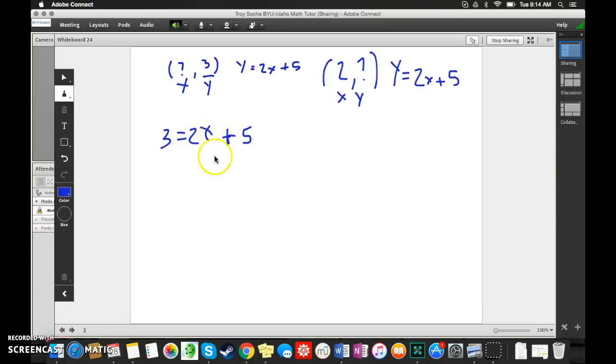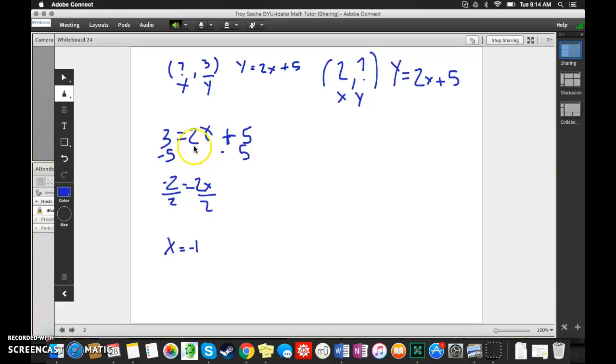Now we solve for x. So we're going to have minus 5, minus 5. We get negative 2 equals 2x. Divide by 2 because x is multiplied by 2. x equals negative 1.